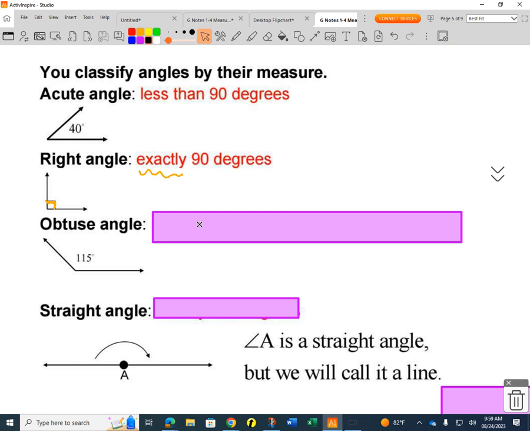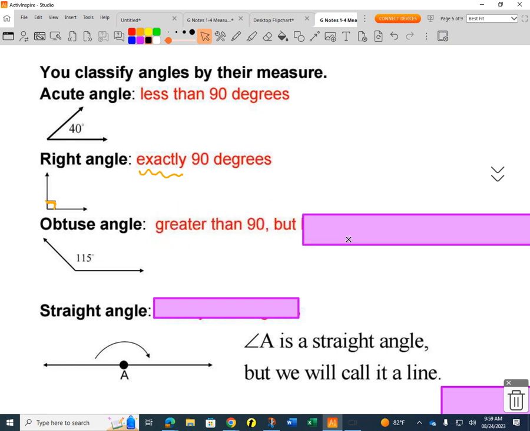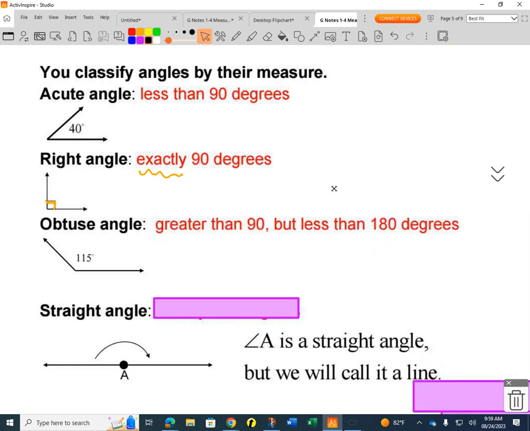Obtuse angle. Greater than 90, but less than 180. Now this is just an example. Not all acute angles are 40 degrees. Not all obtuse angles are 115, right? Can't be 90 and be obtuse, as it's greater than 90. It could be 90.9, right? But it can't be 90. It can't be 180, but it could be 179.9.